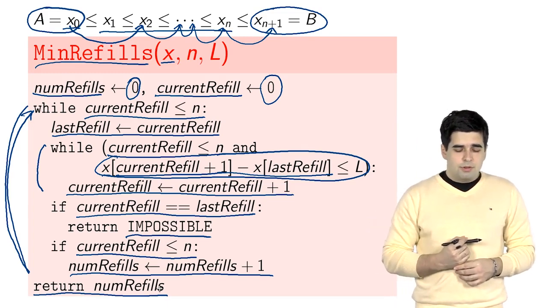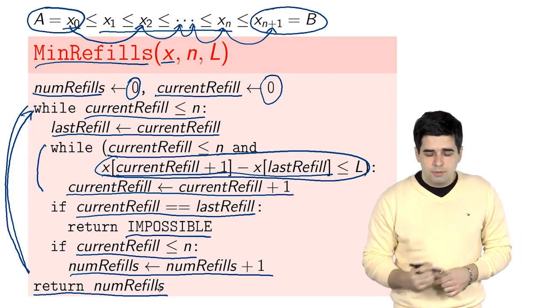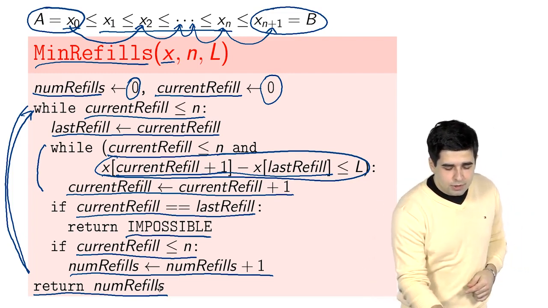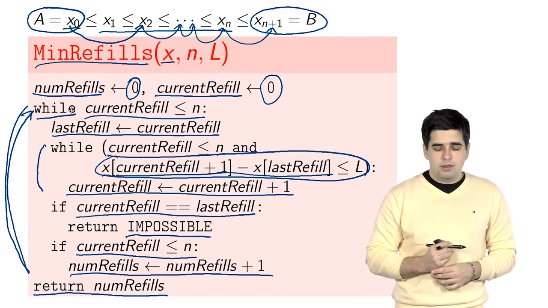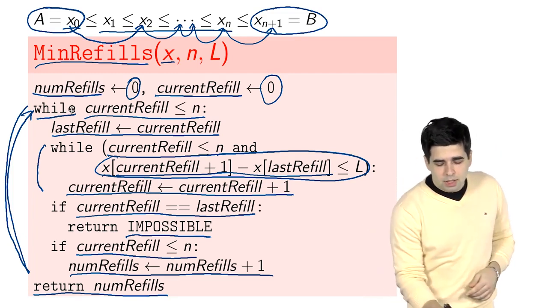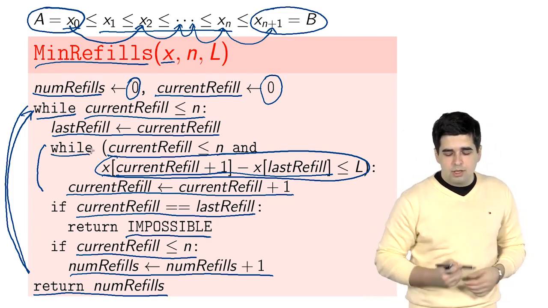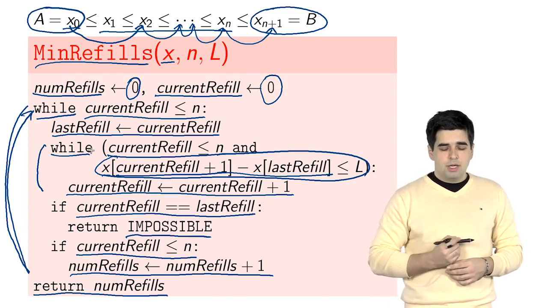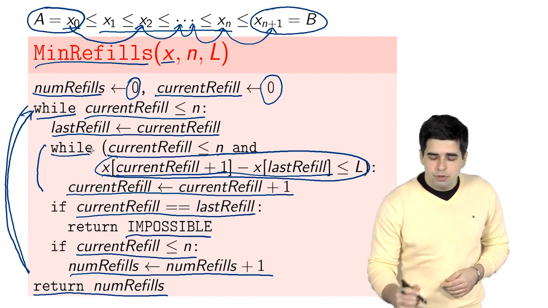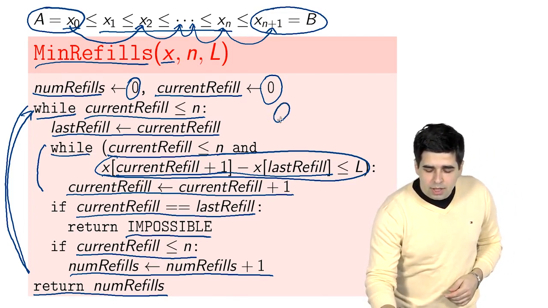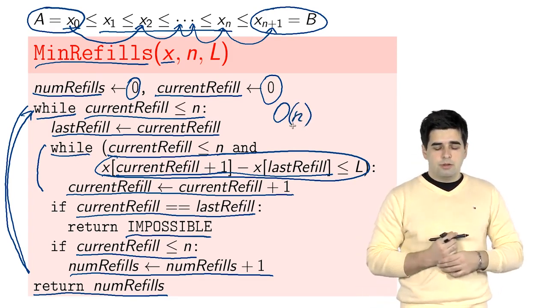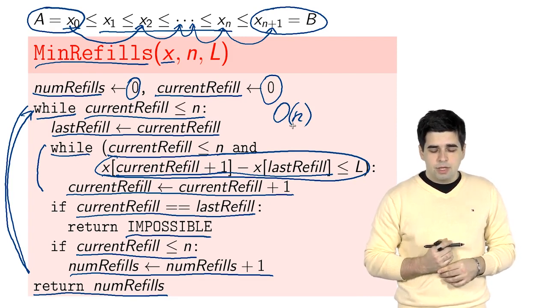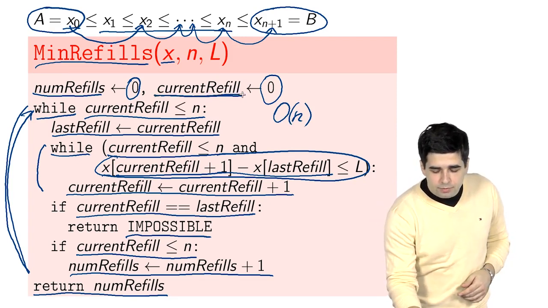From the first look, it can seem that it works in n² time because we have the external while loop, which can make n iterations, and internal loop, which can make n iterations. So n by n is n², but actually we will show that it only makes O of n actions for the whole algorithm. To prove that, let's first look at the current refill variable.